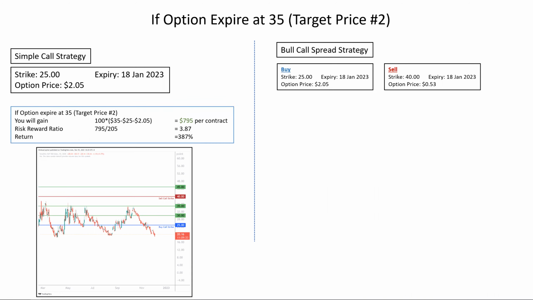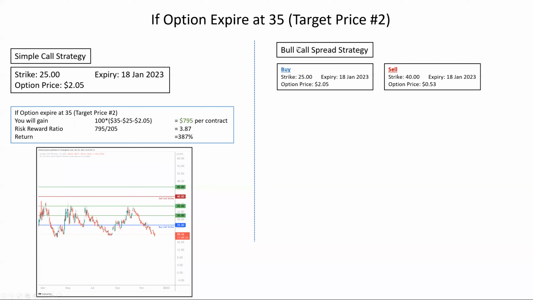So now, what if the VIX expires at 35, right at the resistance level there? Let's look at the simple call strategy. Let's recall the calculation is 35 minus your strike minus your call option price, and you will get $795 profit per contract, which will give you a risk to reward ratio of 3.87. And since you spend $205 on your option, your return is 387%.